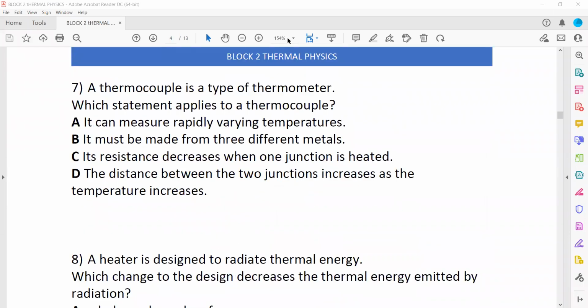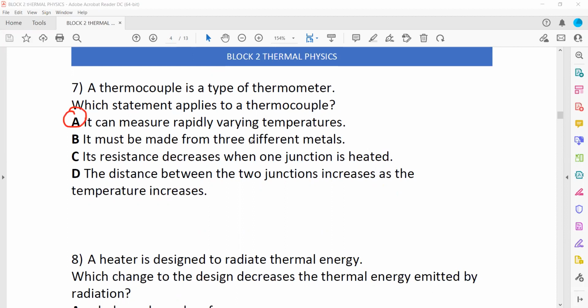A thermocouple is a type of thermometer. Which statement applies to a thermocouple? Because it is made up of metal, and metals can transfer the heat energy quickly, it will respond quickly. So it can measure a rapid change in temperature. So A is the right answer.